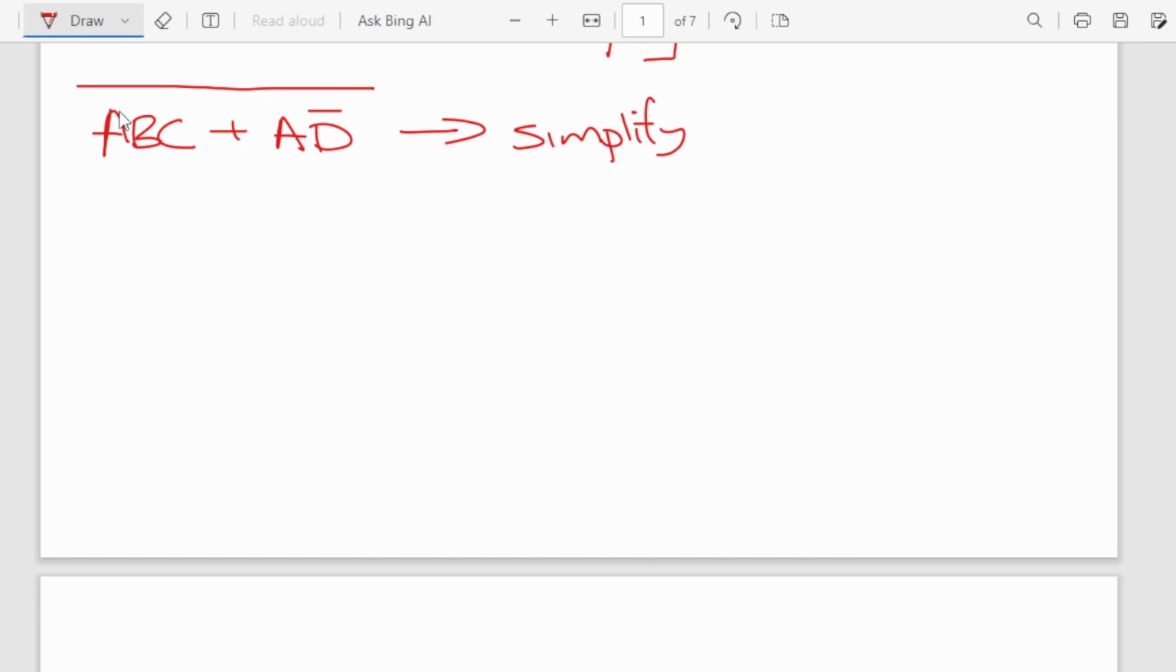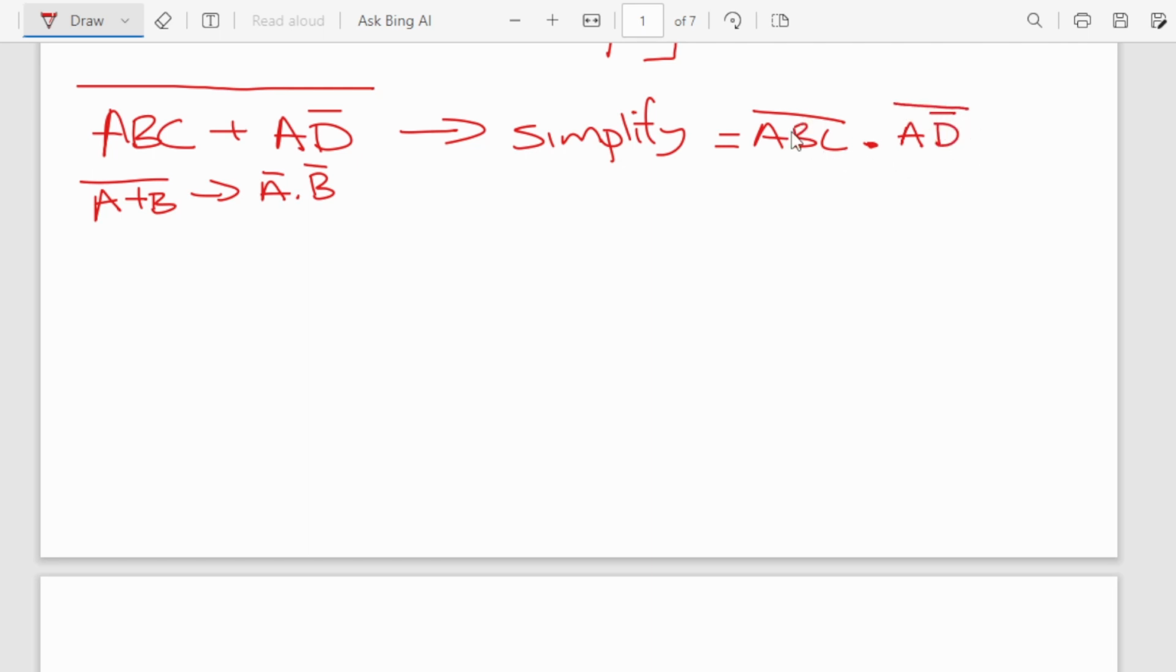So first, we treat this as one term here, and we treat this as one term, and we apply DeMorgan's theorem. So DeMorgan's theorem says that A plus B, with a bar on top, is going to give us A bar ANDed with B bar. So we apply it to these two terms right here. So we get that this is going to equal, if we apply DeMorgan's theorem, ABC with a bar on top of it. We treat this as the A, ANDed with A D bar, and with a bar on top of it.